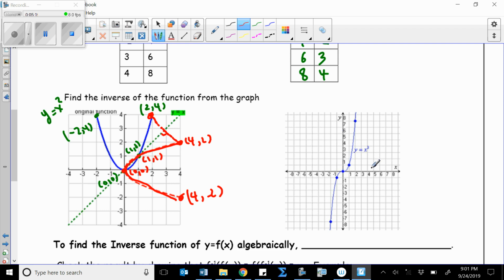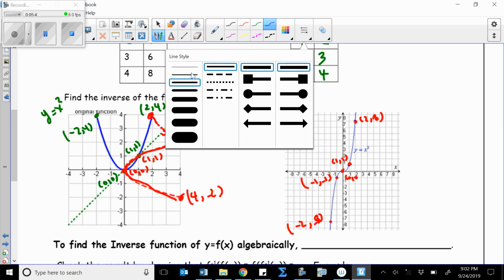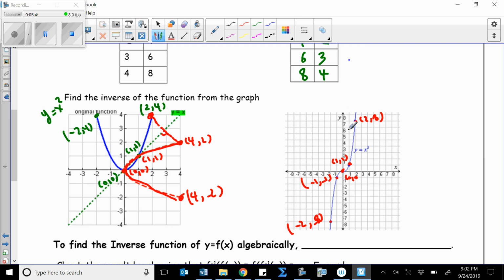Now for this graph that you see here, we can easily find the inverse by finding some of the points. For example, this is 2 and 8. This one is 1 and 1, 0 and 0, -1 and -1, and this point is -2 and -8. Now in order to find the inverse of this graph, we just need to switch x and y.